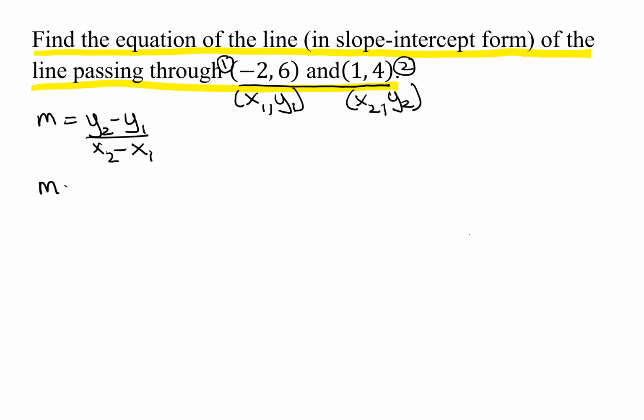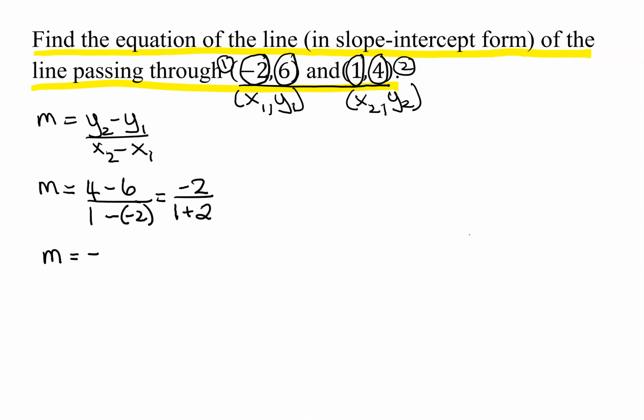So m, my slope, is the y-coordinate of point 2, so it's 4, minus y sub 1, the y-coordinate of the first point, which is 6, all divided by the x-coordinate of point 2, x sub 2, which is 1, minus x sub 1, which is the x-coordinate of the first point, which is negative 2. So this gives me 4 minus 6 is negative 2, over 1 minus a negative 2 is 1 plus 2, so my slope is going to equal negative 2/3.